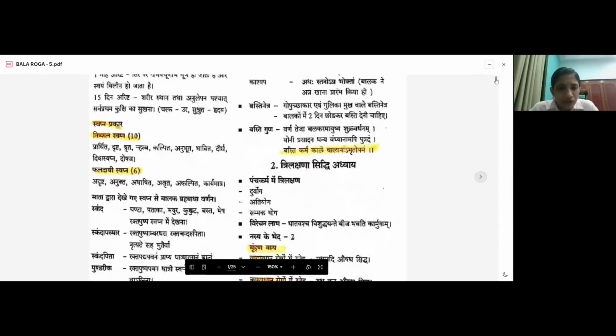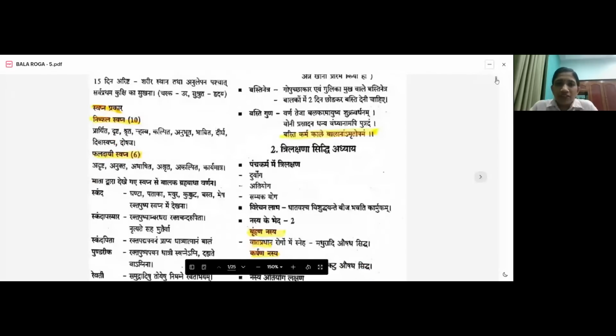It is divided into two: Nishphala Sopna, which is 10 in number, and Phaladayi Sopna, which is 6 in number. So you have to remember this number. Two types of Sopna: Nishphala and Phaladayi. Okay.